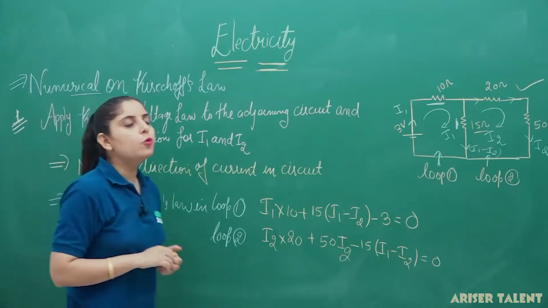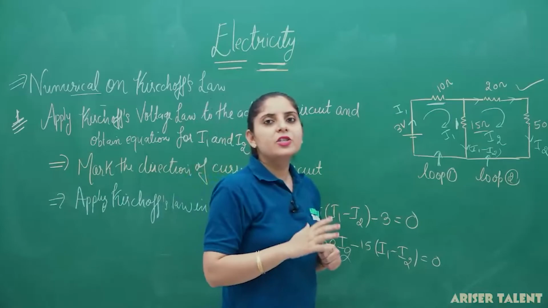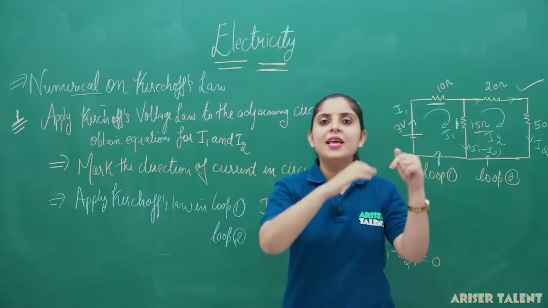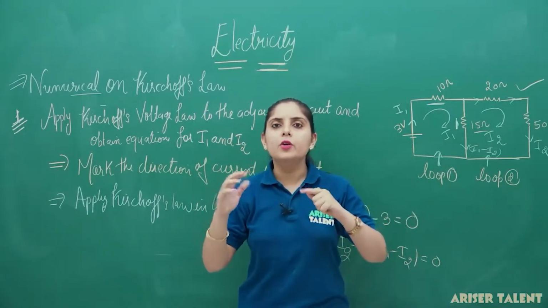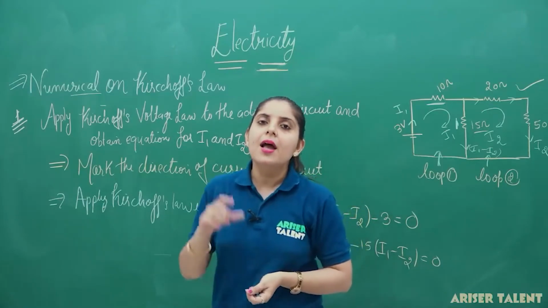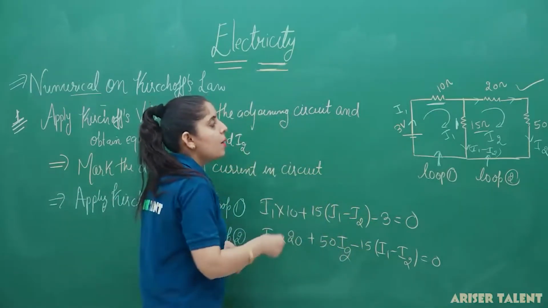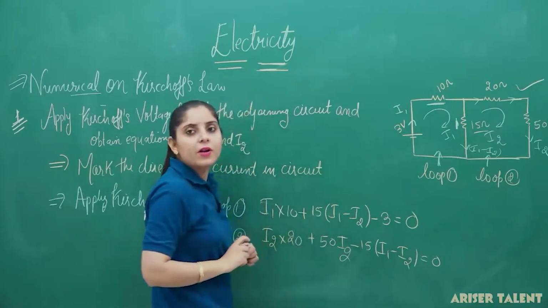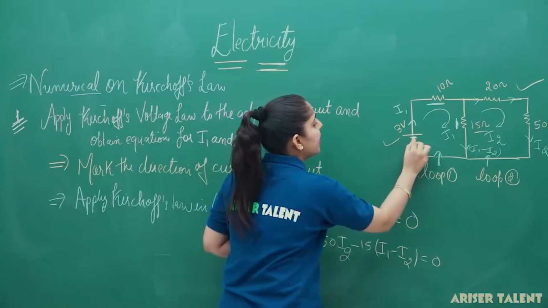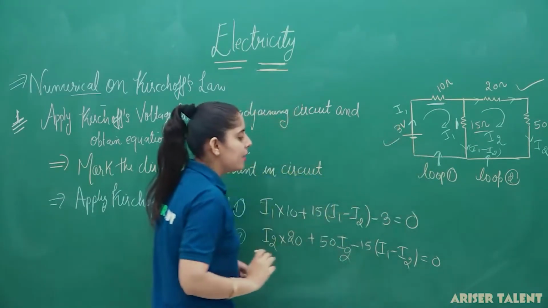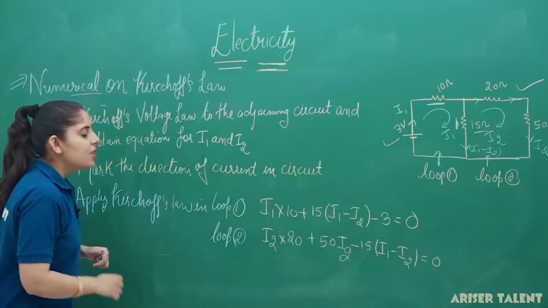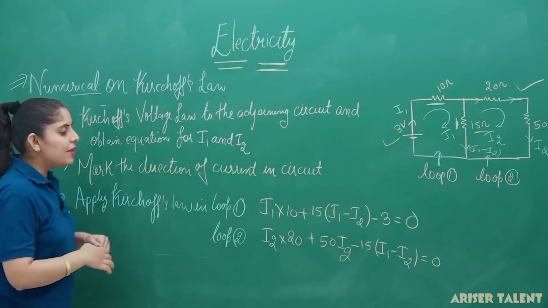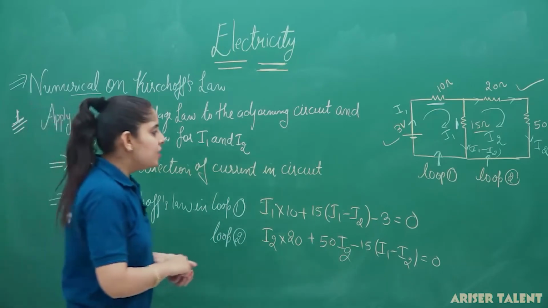So what you have to do: if you are taking the direction of the current as negative, take all the products of I and R in the negative direction and the battery will be positive. But if you are taking the positive direction of the current, take the value of the battery negative, because you are going in the negative direction here. So these are the two equations. On solving these equations, we will get the values of I1 and I2. So let's solve the equations here.